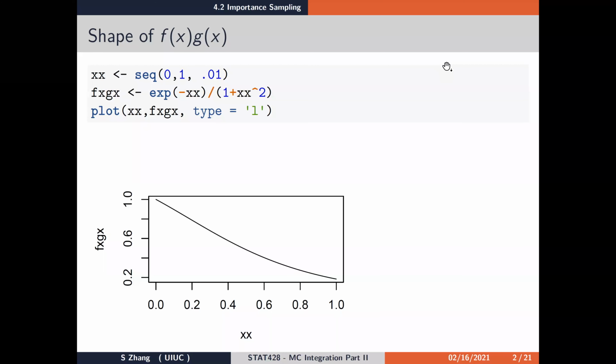So here's the R code that plots the curve of f(x) times g(x), where x ranges between 0 and 1. And you can see that this looks like this. So it's e to the negative x divided by 1 plus x squared. And the uniform density is just a flat line over here. So you can see they are really different in their shape. In other words, we cannot minimize variance if we just choose the uniform density.